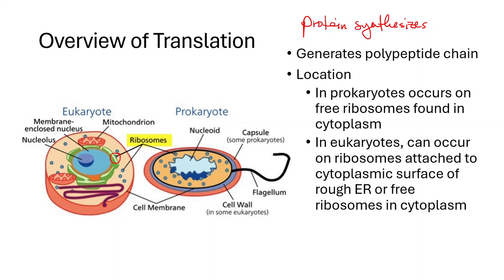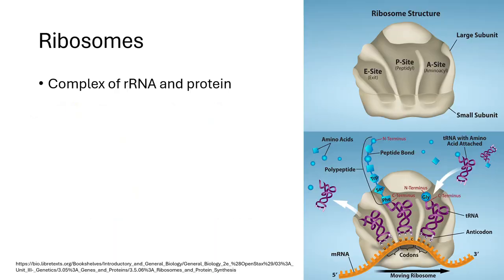Now, a ribosome does not have to permanently stay attached to the ER or permanently be free in the cytoplasm. It can change its location depending on the mRNA transcript.